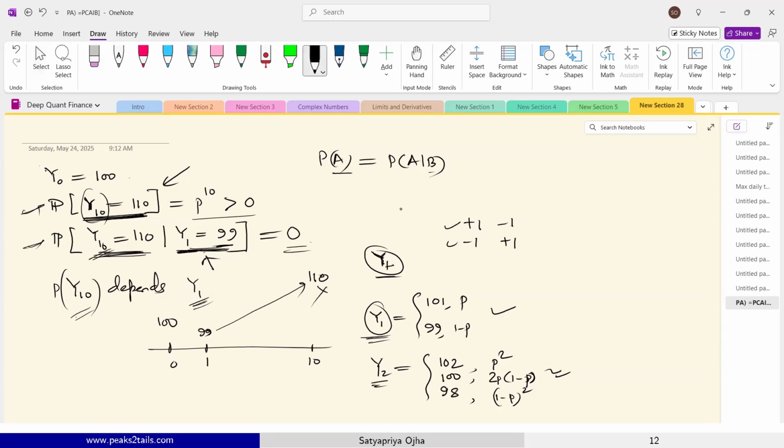Okay. One question, guys. If I add all of these, what would I get? P square plus 2p(1 minus p) plus (1 minus p) whole square. If I add everything, what should I get? I should get 1, because that's the exhaustive set of values. If you add the probabilities, total probability should be 1.